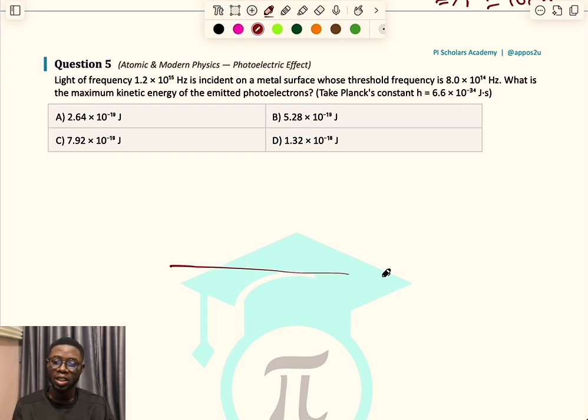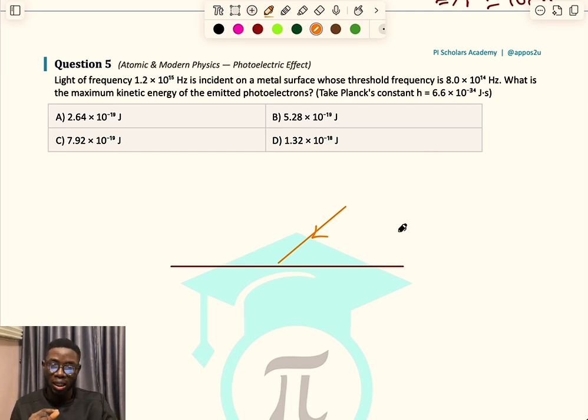So what happens is that if you have a metal and light is being shone on the surface of the metal, like this, this light is capable of emitting electrons from the surface of the metal. But before it can actually do that, the electrons must begin to vibrate at a minimum amount of energy first. This minimum amount of energy is called the work function, and it is the product of the Planck constant and the threshold frequency.